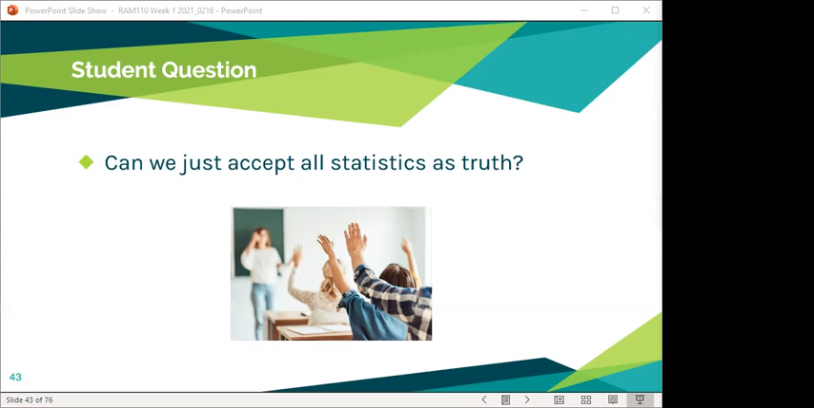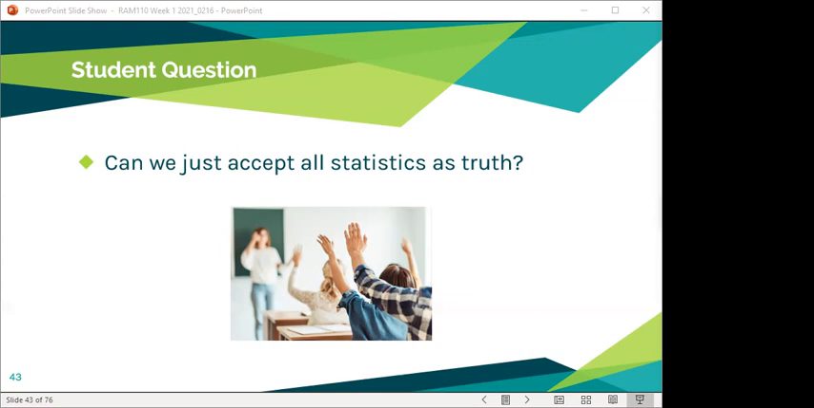No, Donna says no. We shouldn't just accept it as truth. Anyone else? No? Jacob? Thank you. Anybody else want to chime in their opinion? What do you think? All right. Donna says need more data.